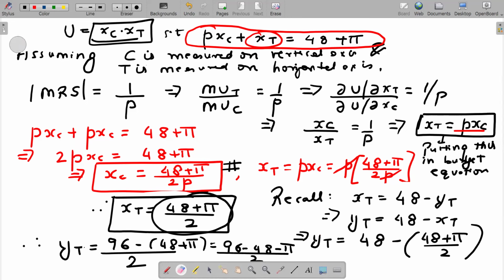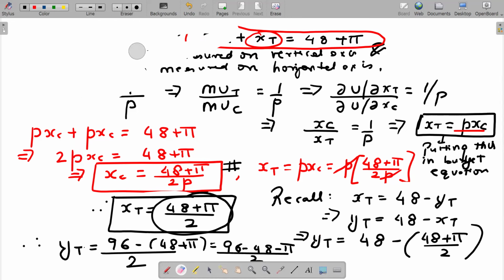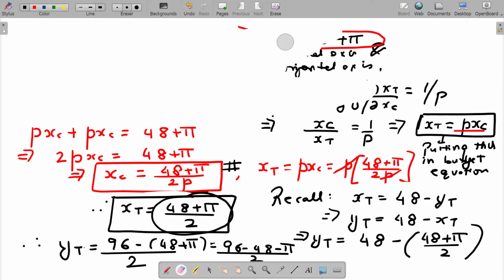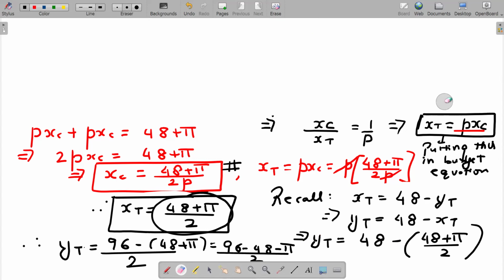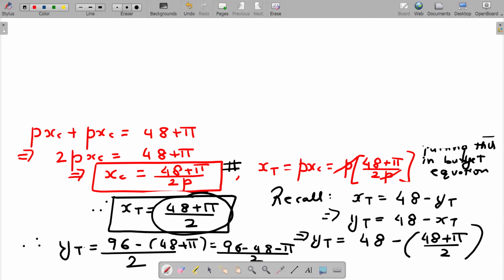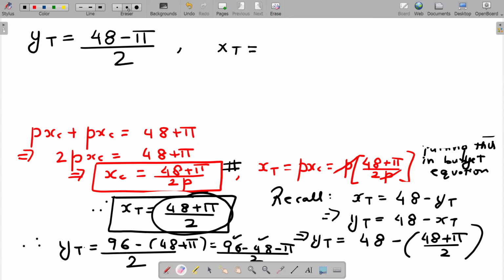If I erase the initial part off completely, I get my YT as 96 minus 48, which is 48 minus pi over 2. This is YT. And what is XT? XT we are given is nothing but, sorry, let me correct myself, YC.